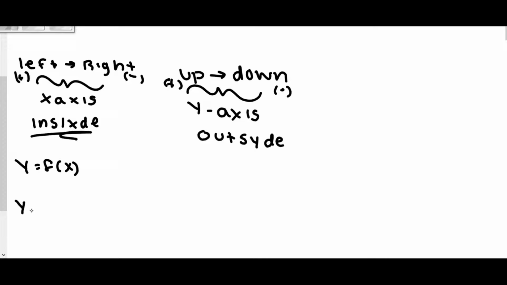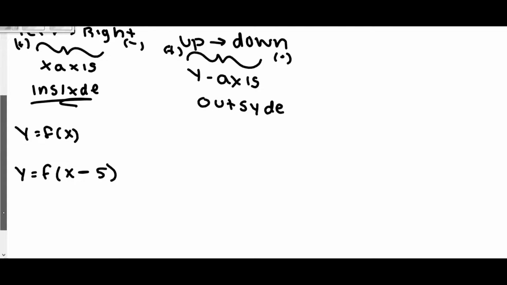So, y equals f of x. If I'm moving to the right 5 units, I'm moving on my x-axis, so this number is going to go inside. So minus 5. And then I'm moving down 4, so that number is going to go on the outside, minus 4. And that's it.